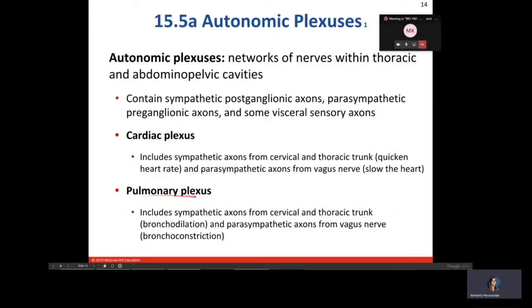Your pulmonary plexus is next, right? Pulmonary means lungs. This includes sympathetic axons from the cervical and thoracic trunk again, which cause bronchodilation, right? Remember we said those beta 2 receptors are going to be there. They're adrenergic receptors. They cause bronchodilation. And then parasympathetic axons from the vagus nerve, which cause bronchoconstriction. So once again, we see an example of them working against each other, but this way we have a way for that negative feedback mechanism to maintain homeostasis.